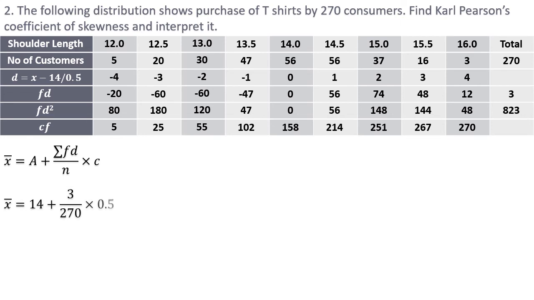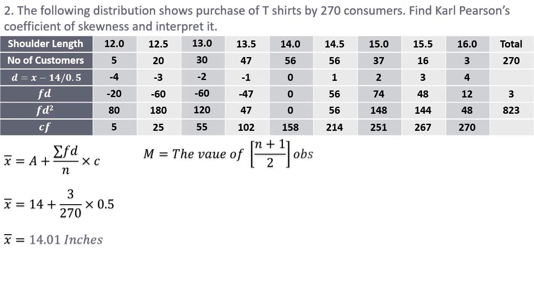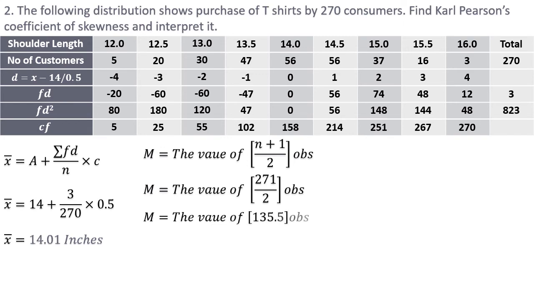So average is 14.01. Next I need to calculate median. Now median is the value of the (n plus 1) upon 2 observation. So n is 270, plus 1 is 271. So 271 upon 2 makes it the 135.5th observation. So from CF if you check, the 135.5th observation falls under 158 and the observation in front of 158 is 14.0. So the median value is 14.0 inches or just 14 inches. I hope you guys have not forgotten. In case you don't remember it, just go back to the third chapter and check out the method of calculating median. It has not been that long since I taught you guys this.